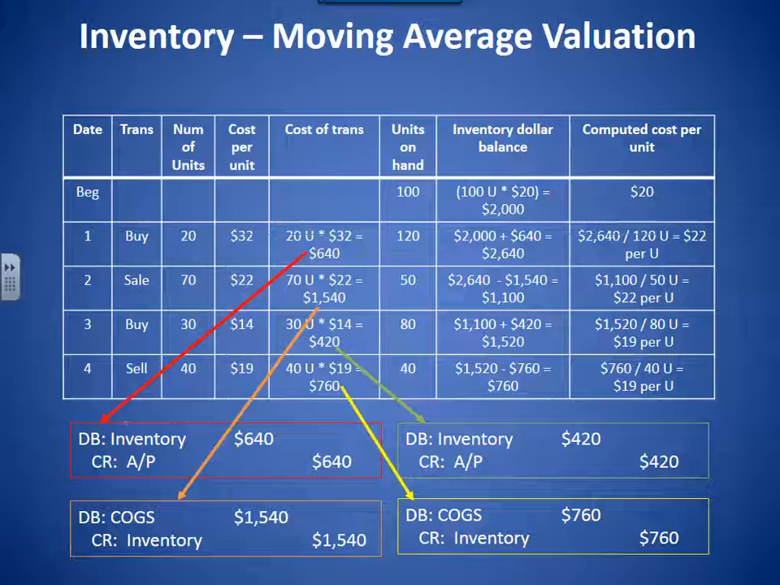Then on date number 4, we sold 40 items. And again, 40 units times $19 average cost per unit, so that would be $760. So we would debit cost of goods sold and credit inventory for $760. So now you see the journal entries that are resulting from this perpetual inventory moving average valuation.